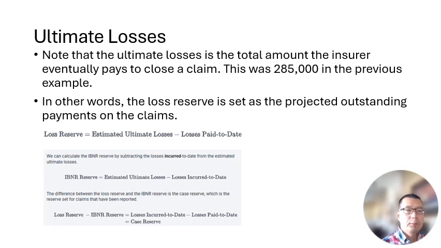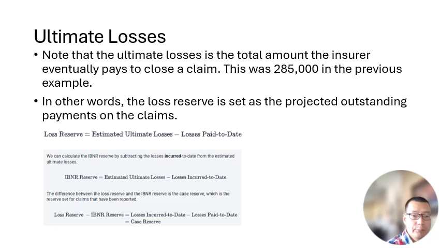The next concept that we want to learn is ultimate losses. Note that the ultimate loss is the total amount the insurer eventually pays to close a claim. This was 285,000 in the previous example. In other words, the loss reserve is set as the projected outstanding payments on the claims. Loss reserve equals estimated ultimate losses minus losses paid to date.